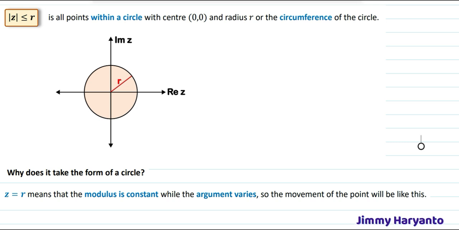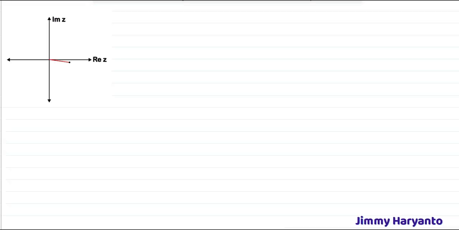Oh, my bad. This one should be modulus z equals r, which means that the modulus is a constant while the argument varies. So the movement of the point will be like this.